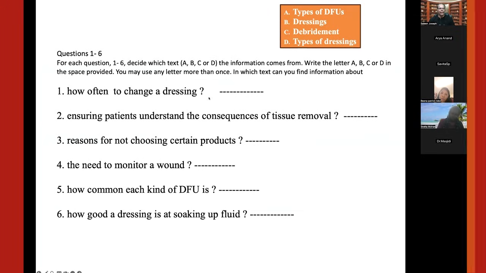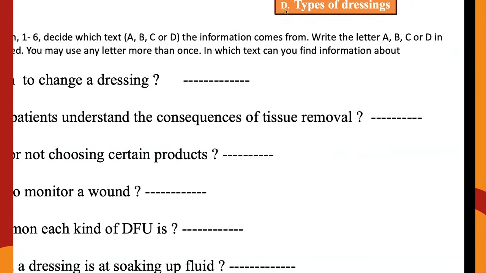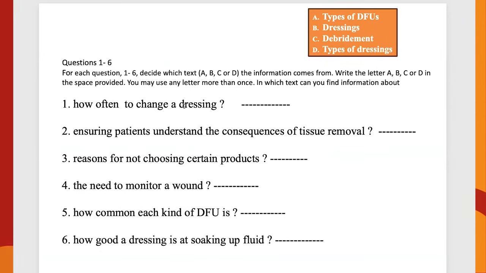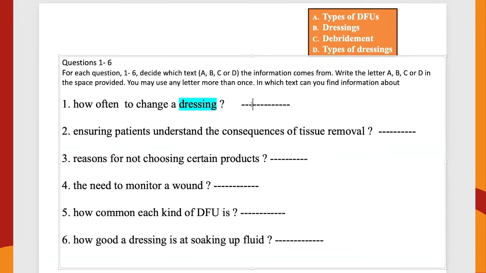Now, let me know if you can identify any word connected to any of these headings. For questions 1 to 6, just write A, B, C, D, whichever text this particular thing belongs to. Do you have any idea here? Any word connected to any of these A, B, C, D options? B, dressing. It must be B. Ensuring parents understand the consequence of tissue removal. Tissue removal, debridement. C is the answer.